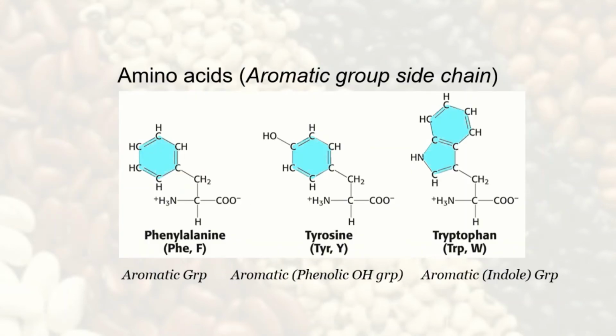Then we have those that have an aromatic group side chain or a ring. We have phenylalanine. It has a 6 carbon ring. Tyrosine also has a 6 carbon ring. And tryptophan has a 6 carbon ring combined with a 5 carbon ring, and this also makes it be called an indole aromatic group. And this one is also called phenolic OH because of this OH here on the ring. You can see that this one doesn't have an OH group on the ring.